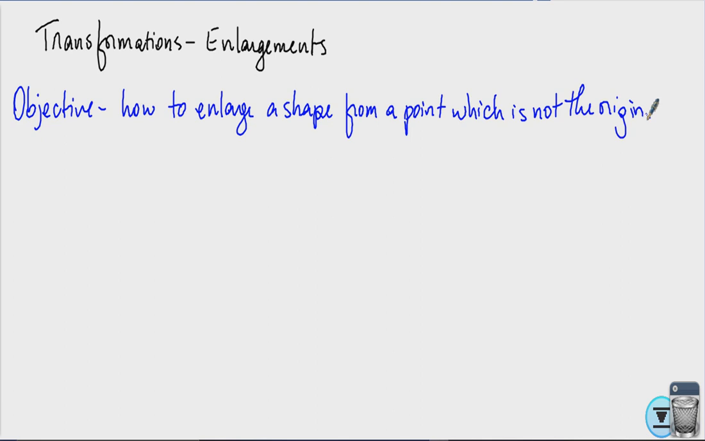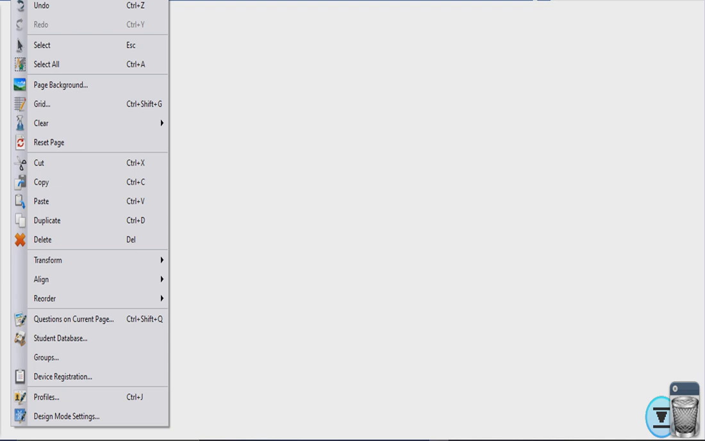It's going to be very similar to what we did in our last lesson, where we multiplied the coordinates. If you remember, the rule was to multiply the coordinates by the scale factor of enlargement. But this time we're going to have some extra work. So let's start with an example immediately.